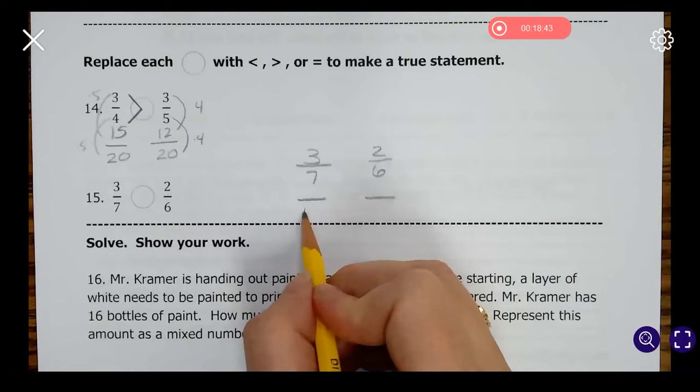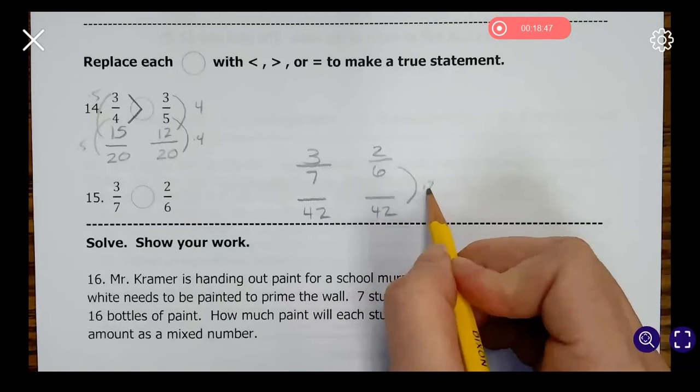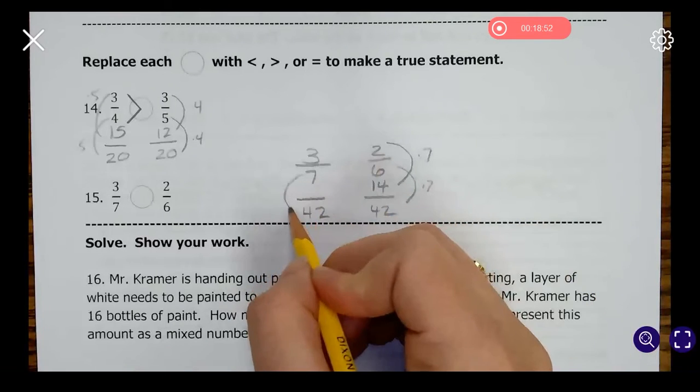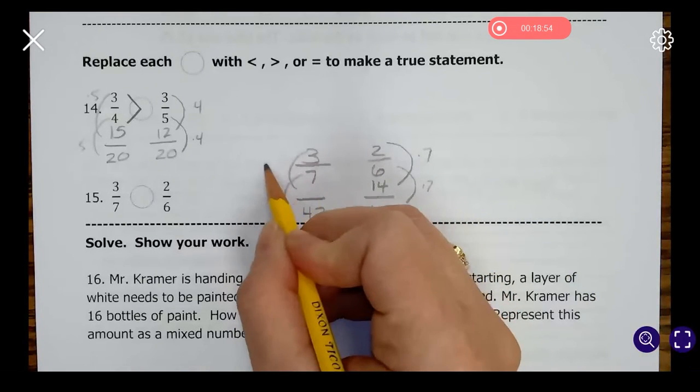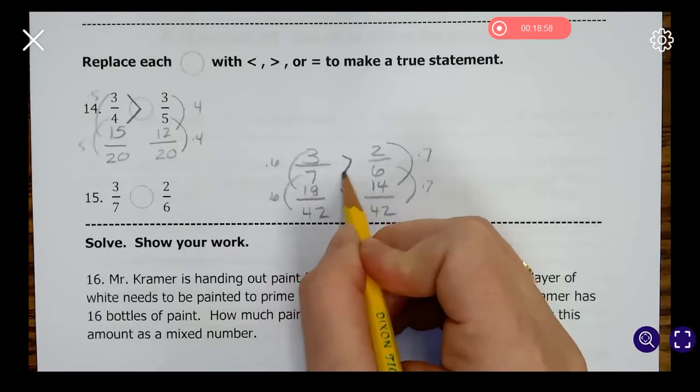I'm going to make this 42 and this 42, which means I would multiply by 7, multiply by 7, 14, multiply by 6, multiply by 6 is 18, and 3/7 is bigger.